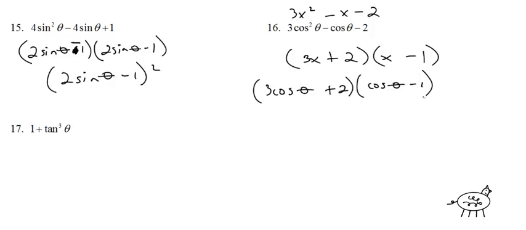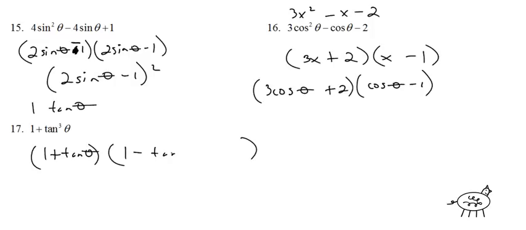Alright, and the last one is a sum of two cubes. So you take the square root of 1, which is 1, the square root of tangent cubed is tangent of theta, and then you just plug it into that equation. It's 1 plus tangent of theta, and then it's going to be 1 minus AB, so minus tangent of theta, and then plus b squared, so plus tangent squared of theta, and that's that number factored.